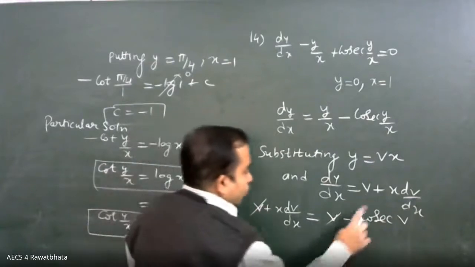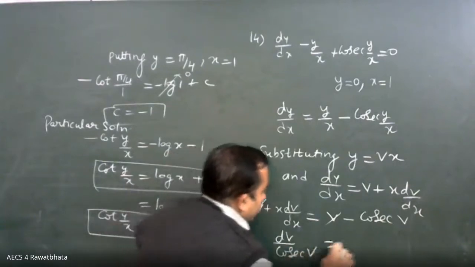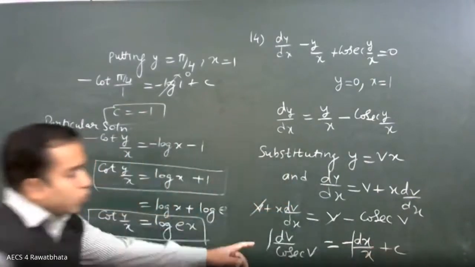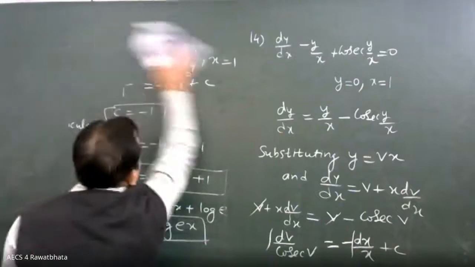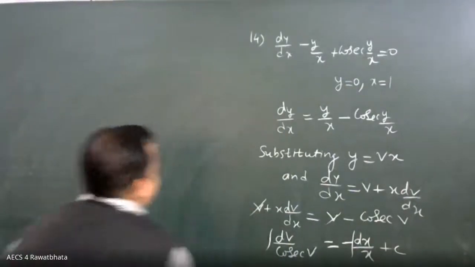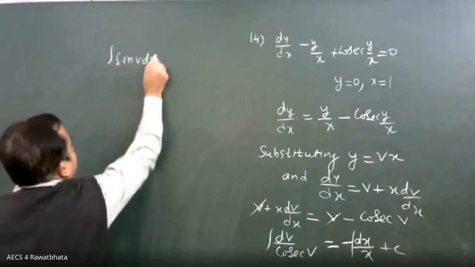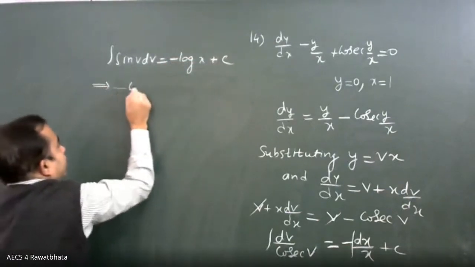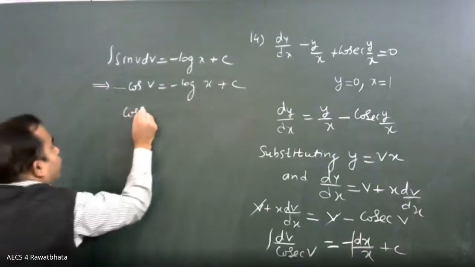Now separate the variables. Cosec v, bring on this side. So dv upon cosec v equal to minus dx upon x. Attach integral sign on both the sides and integrate. Cosec v, you can see it, obviously we will take in the numerator, and it will become sine v. Then sine v we will integrate. This will become integral of sine v dv equal to minus log x plus c. Sine v integral is minus cos v. V value is y upon x.